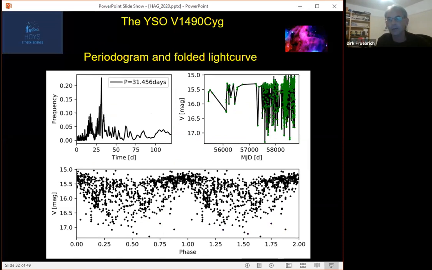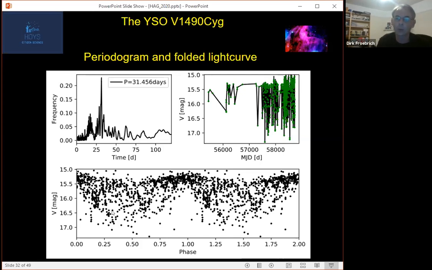So as I said, one thing we did, we studied the periodicity, we calculated the periodogram, and then you can simply do what we call phase folding the light curve. So you simply plot the light curve. You start at a random date. You plot the first 31 days, which is the period, and then you start at the beginning again, over and over again. And then what you see is this kind of phase folded light curve.